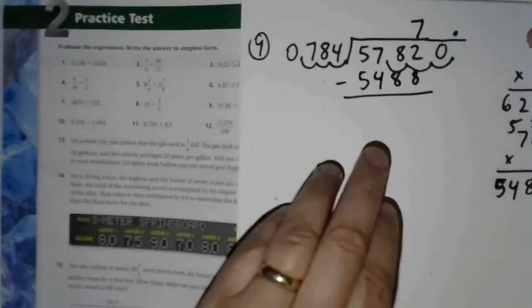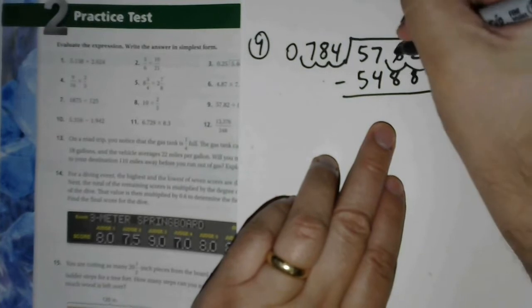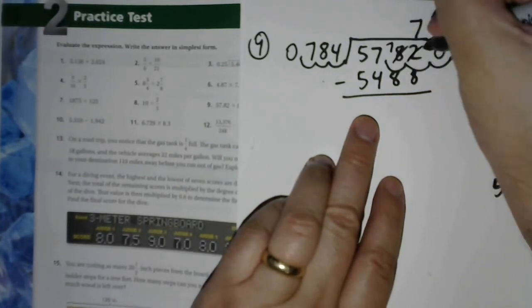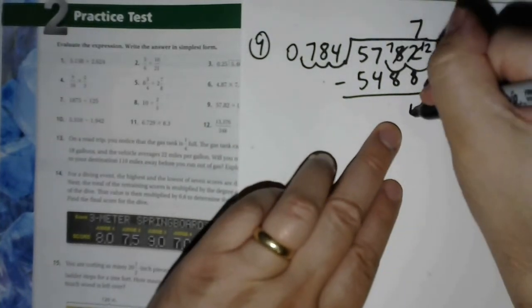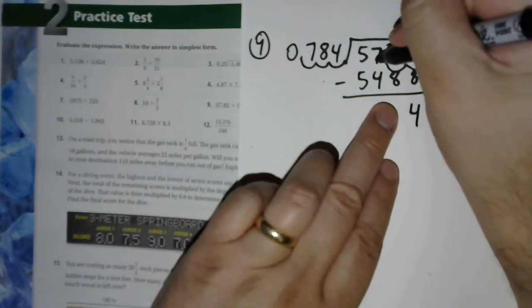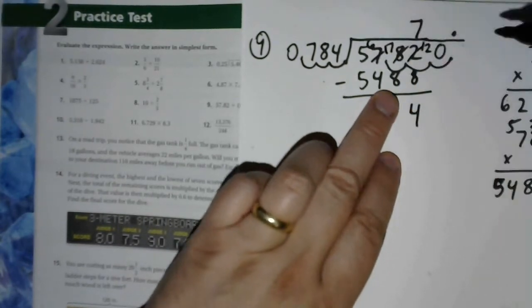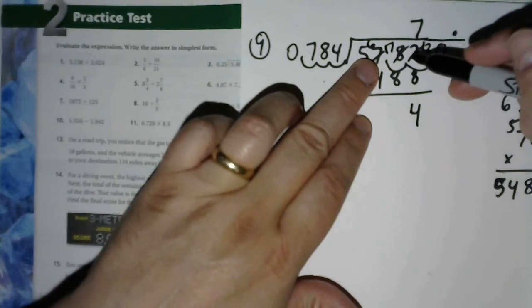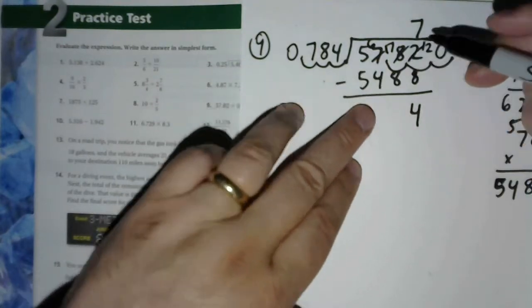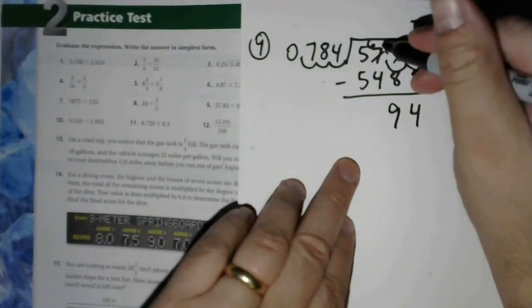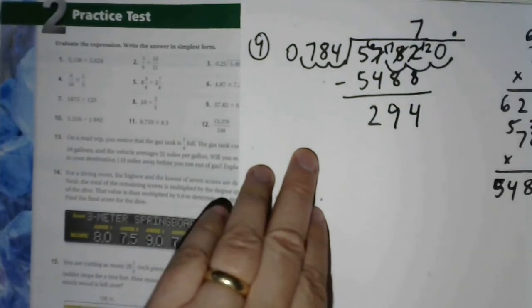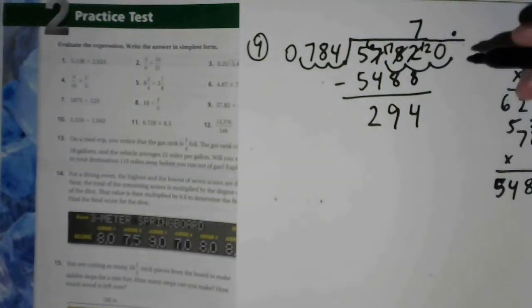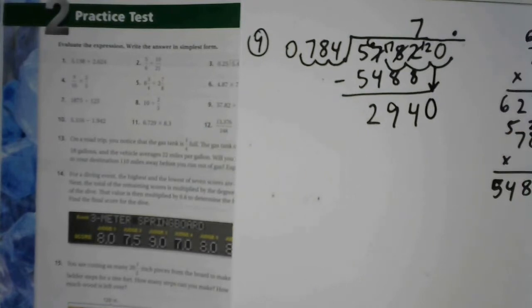Okay, so back over here. 2 minus 8 I can't do, I have to borrow. So that becomes a 7, this becomes a 12. 12 minus 8 is 4. 7 minus 8 I can't do, I have to borrow. That becomes a 6, this becomes 17. I know it's kind of hard to see my writing here, but I apologize. 17 minus 8 gives me 9. 6 minus 4 gives me 2. And 5 minus 5 is nothing. So bring down my 0.